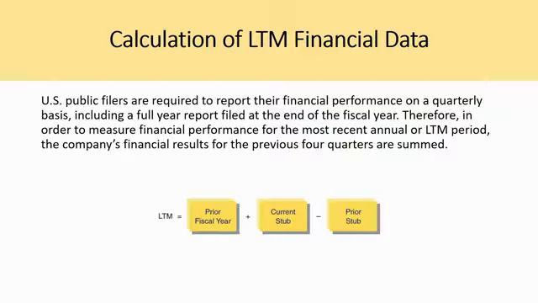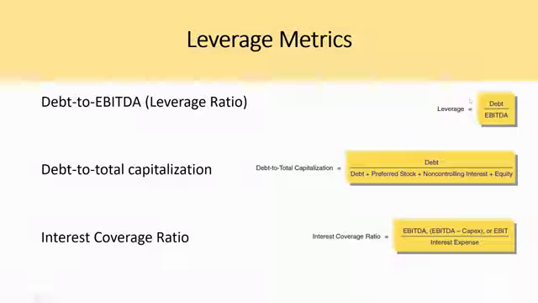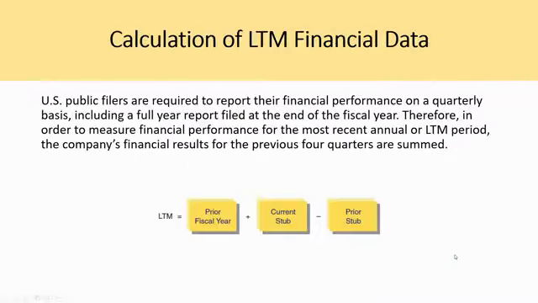So now, an important thing for the financial data is when you are using these numbers. So when you're choosing to use EBITDA, or you're choosing to use the interest expense, you have to use the last 12 months, the LTM of that financial metric, right? So U.S. public filers are required to report their financial performance on a quarterly basis, including a full year report filed at the end of the fiscal year. Therefore, in order to measure financial performance for the most recent annual or last 12-month period, the company's financial results from the previous 4 quarters are summed up, right?